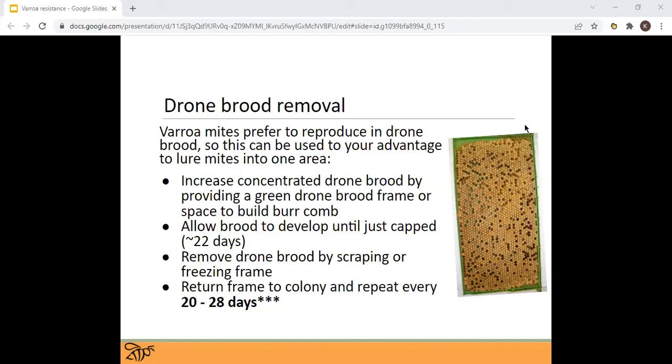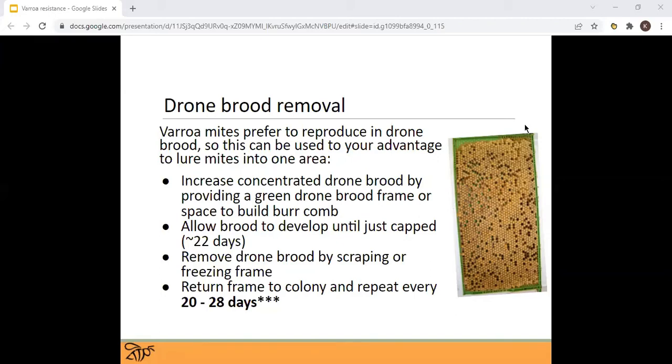You can buy one of those commercially. I think they're about $5 now. Or if you don't want to buy a plastic frame or a frame at all, then you can use a medium frame and put that into a deep box, or you can use a foundationless frame. Bees are going to fill up any empty space in the hive with drone brood.